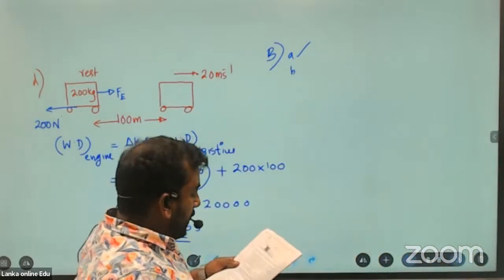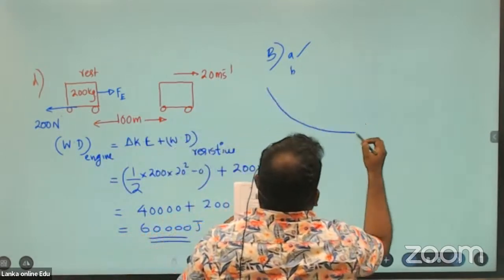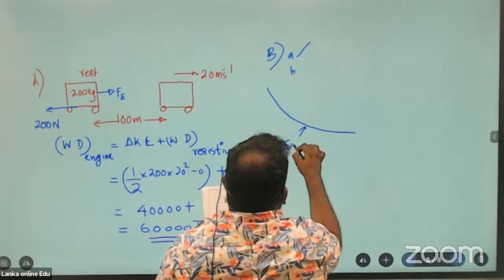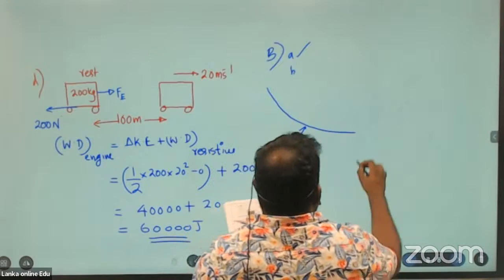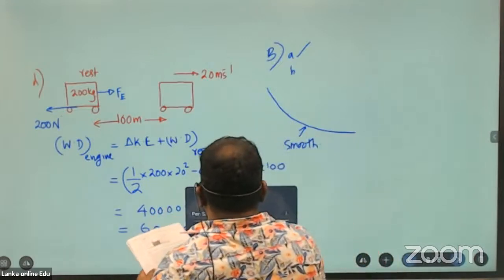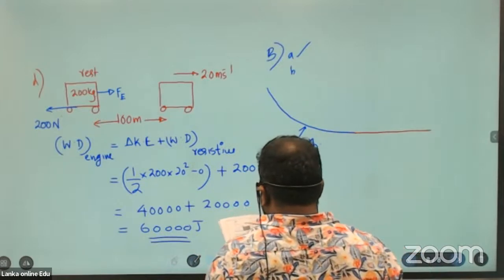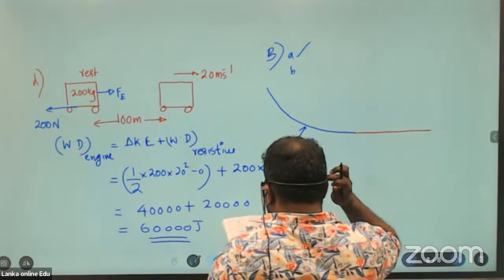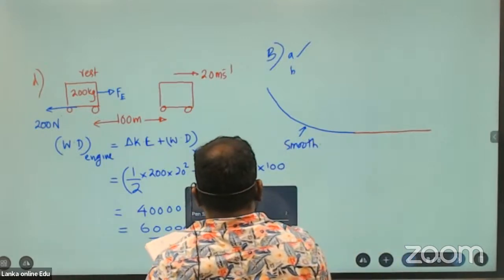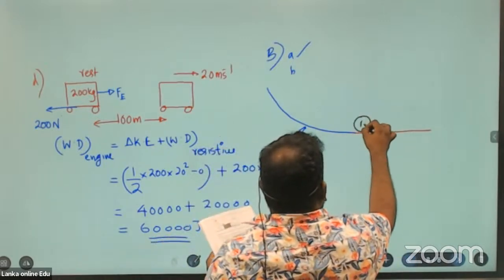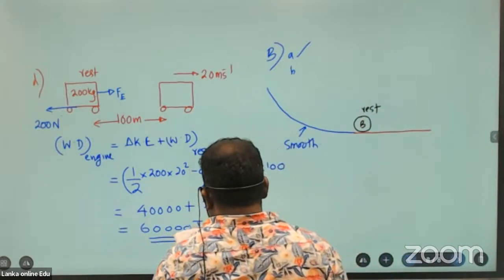Look at this. The end of a smooth curved path PQ is connected to a rough horizontal plane. Mass B is at rest at Q.